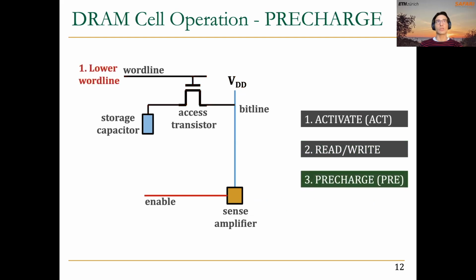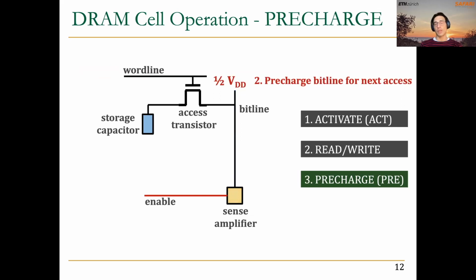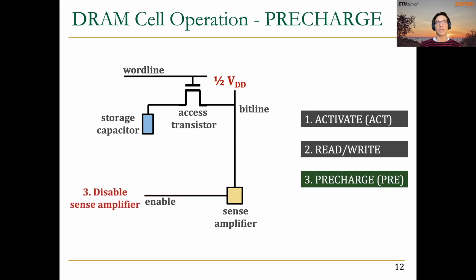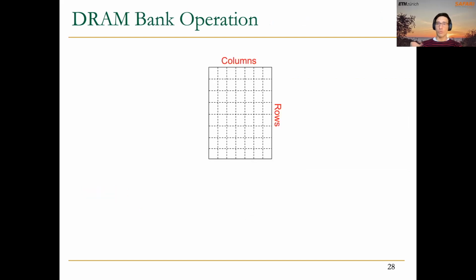And that's actually what can happen when we pre-charge. In the pre-charge operation, we will first lower the word line. This makes the voltage of the bit line go to half VDD. We pre-charge. That's what pre-charging means. Pre-charging the bit line for the next access, and then we disable the sense amplifier. So now we have a recap on how the specific DRAM cells operate.